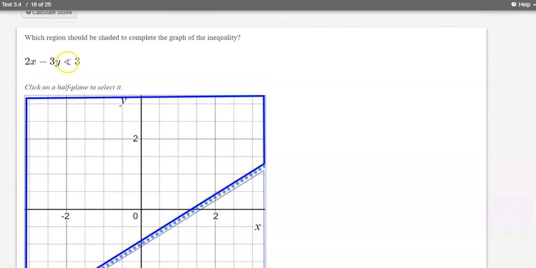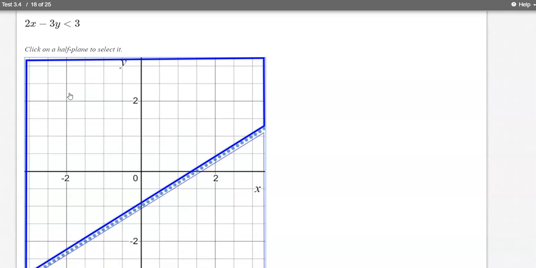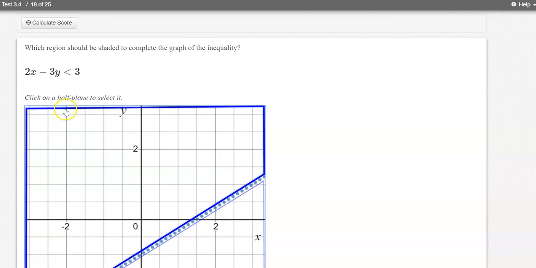Now you may wonder, why is it shading above if it's got a less than? Because I thought less than meant below the line. Well, it typically does, but because of the negative in front of the y, if you were to solve this for y, it would flip your sign. So anytime you see negatives in an inequality, it's always a good idea to pick a point and test it to make sure you're getting the right areas shaded. So in this case, we would shade above the line.